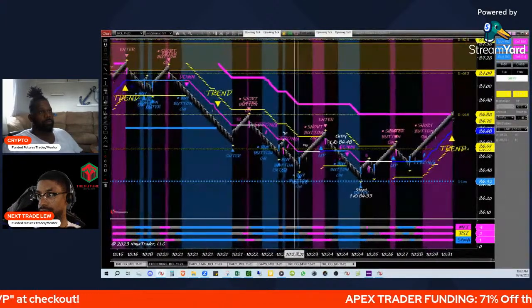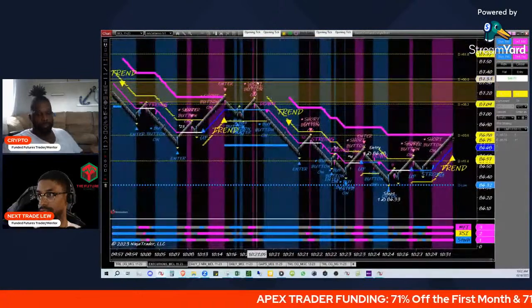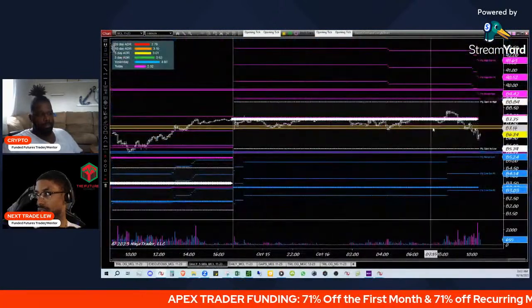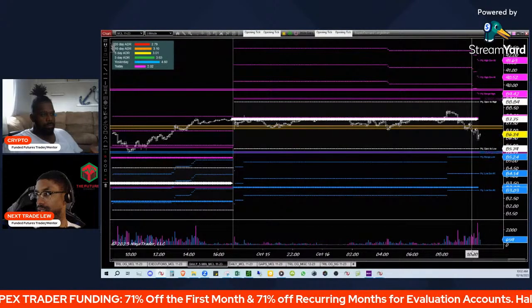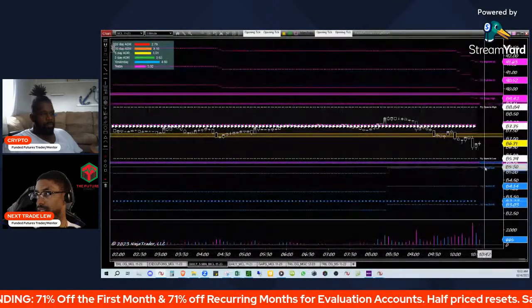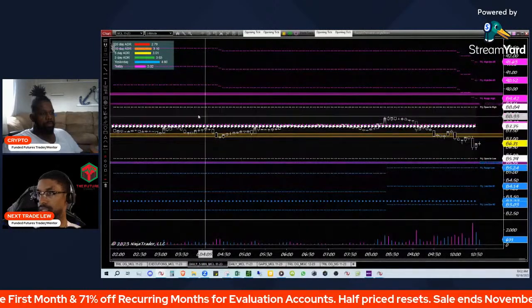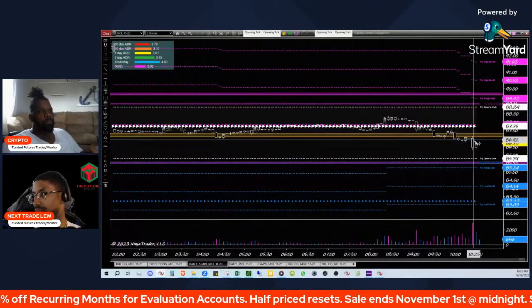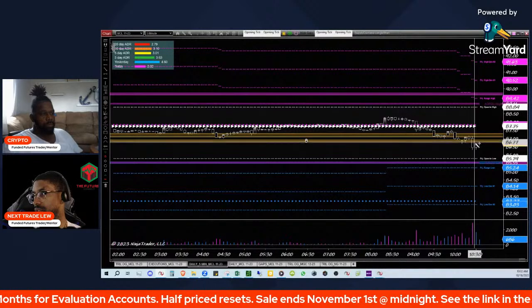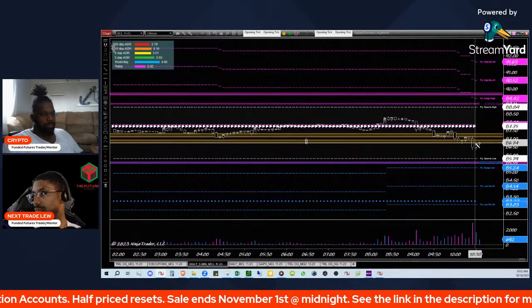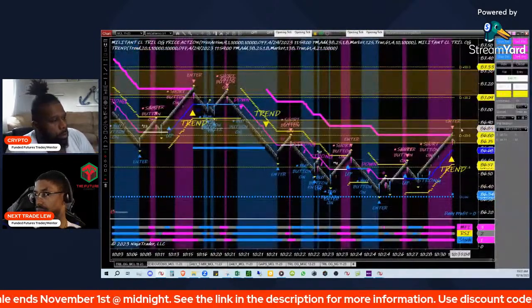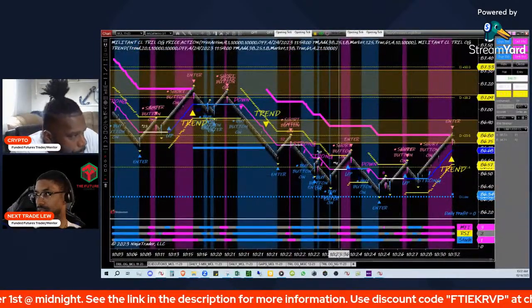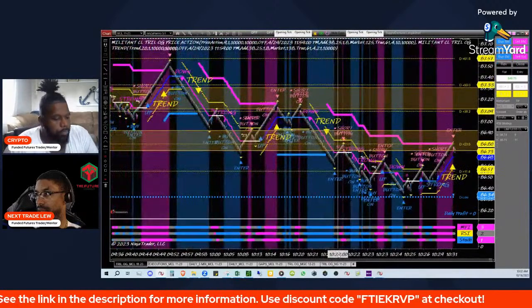I had marked off the fair value gap in this chart. It came right up in it and drops. I don't know if that's how you would draw yours. It's another one. So they're coming up to another one. So we'll see if they actually dump from here.